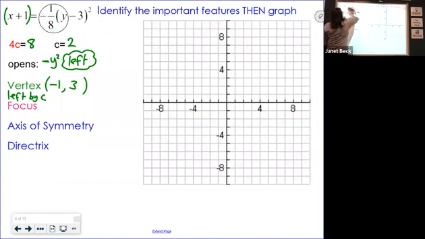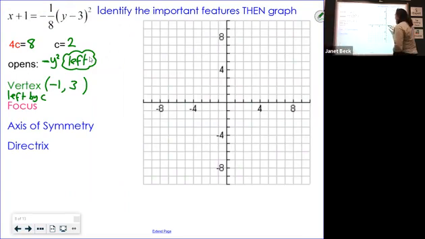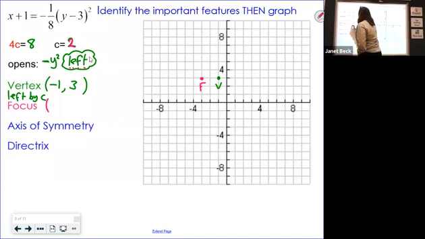Let's get this extra junk off here. So to get from the vertex to the focus, let's graph that vertex. -1, 3. Label it with a V for vertex. That's really quite important. I'm just going to go left 2 places. 1, 2. That's my focus.